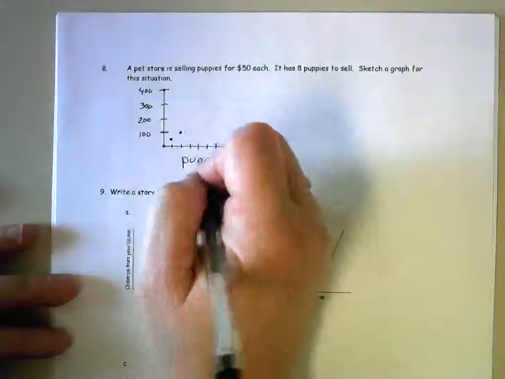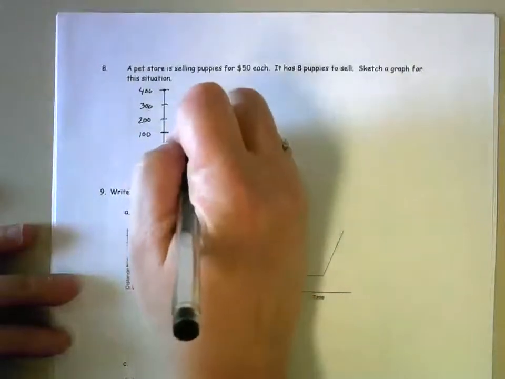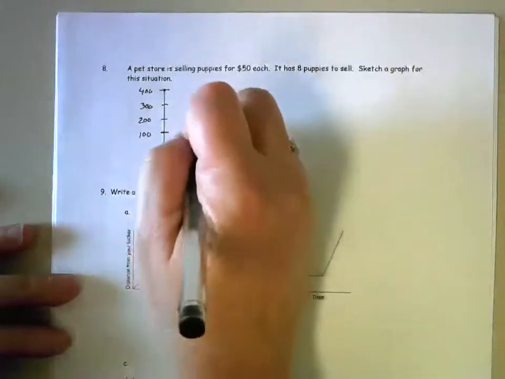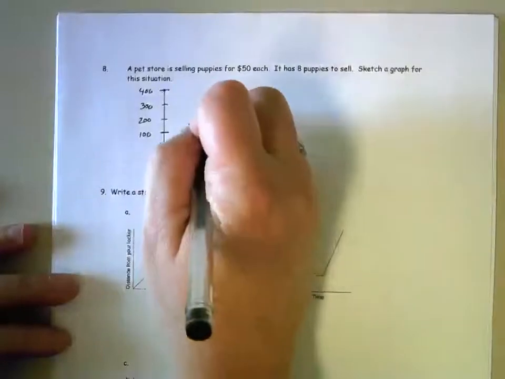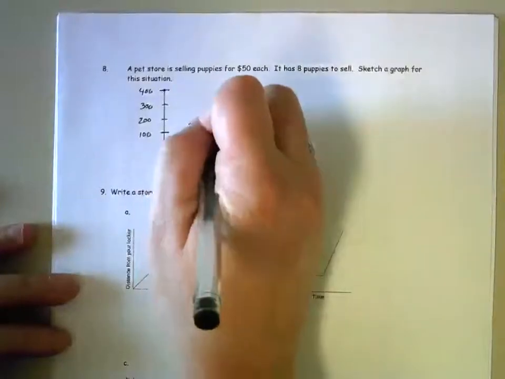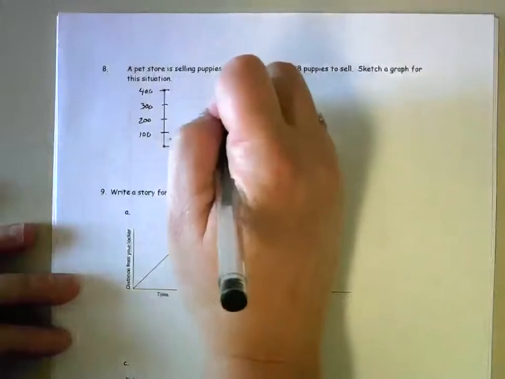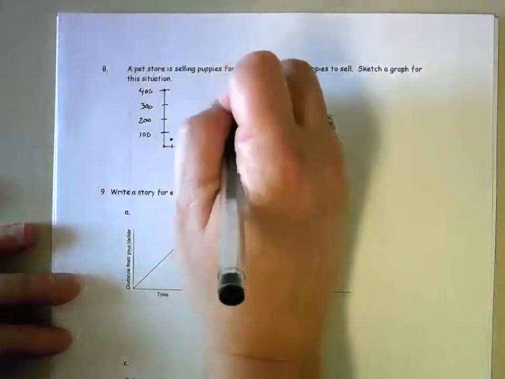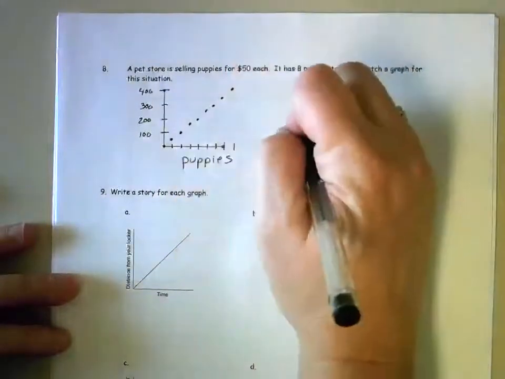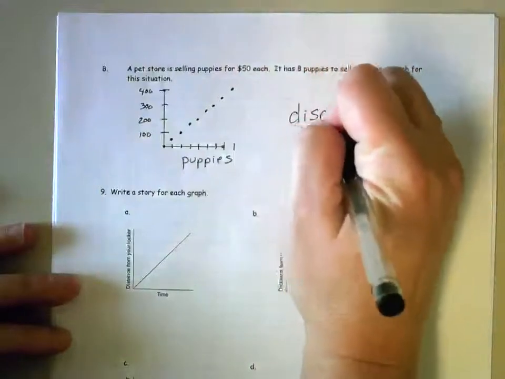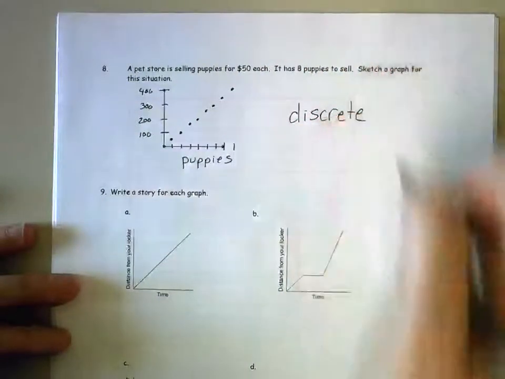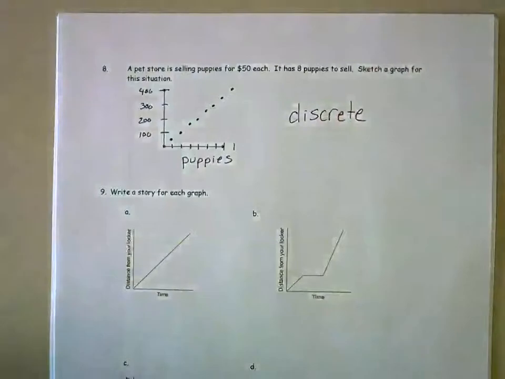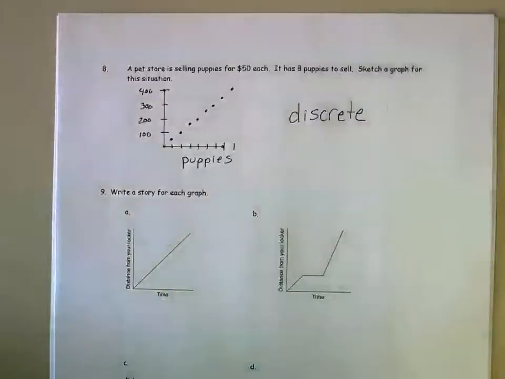So 1 puppy, you earn $50. 2 puppies is 100. 3 puppies is 150. 4 is 200. 5 is 250. 6 is 300. 7 is 350. And 8 is 400. And I don't remember if we were supposed to say this or not, but this is a discrete graph. You can't sell 2.5 puppies or 4 1/3 puppy. Since it's dots, it's discrete.